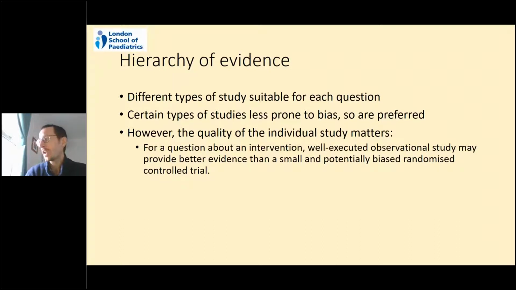So that means that you may have one question where there's only a really small and very poorly conducted randomized controlled trial. And that might mean that a well-executed observational study might be the best evidence you can get. So the hierarchy is not fixed.